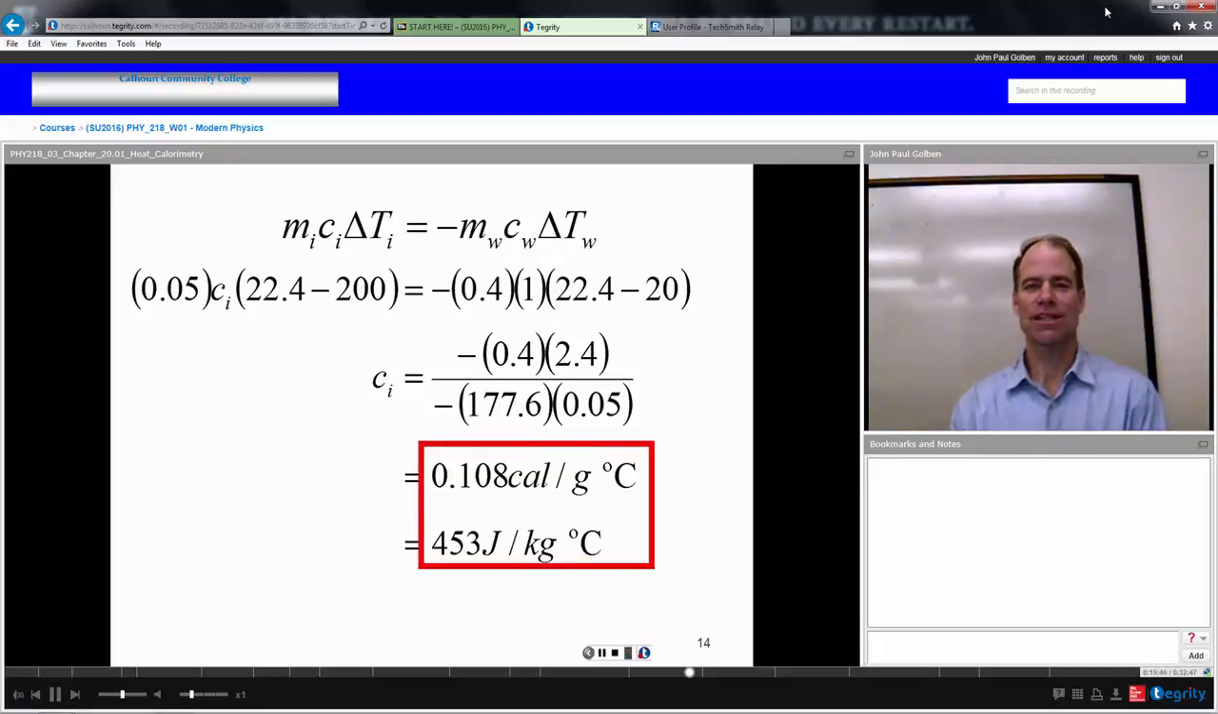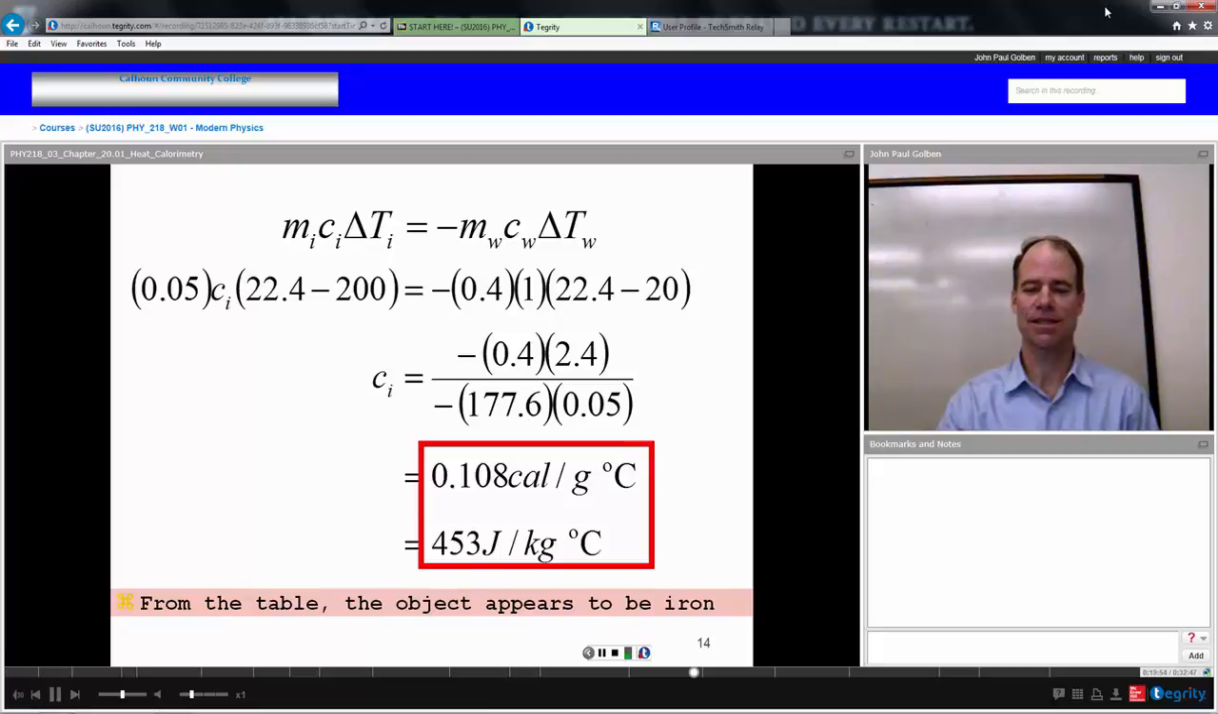If I looked at the previous screen that had all the specific heats of common substances, I could identify this to be iron. All these specific heats are intrinsic to the nature of the material, and I can actually use that to identify the material. In this case, the ingot is made out of iron.